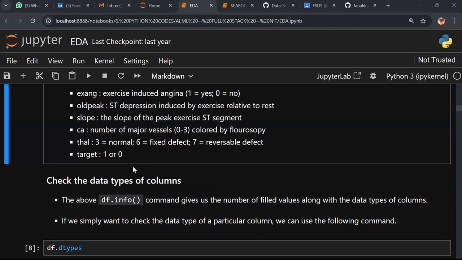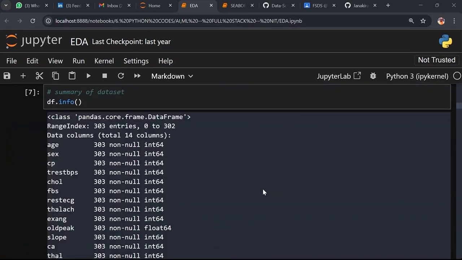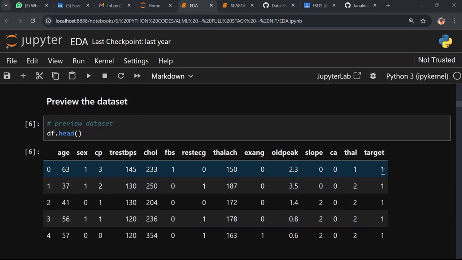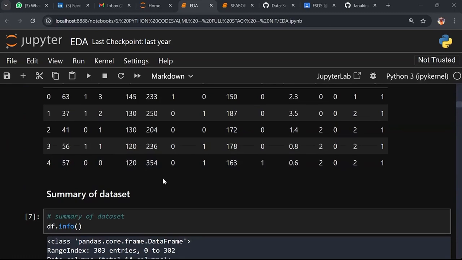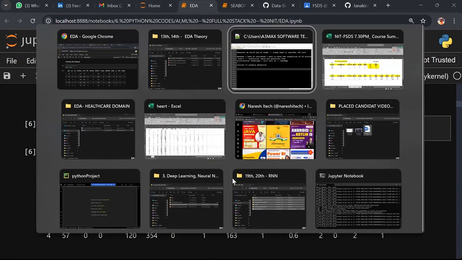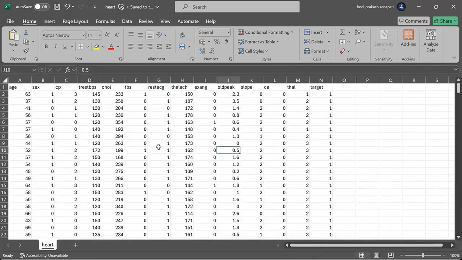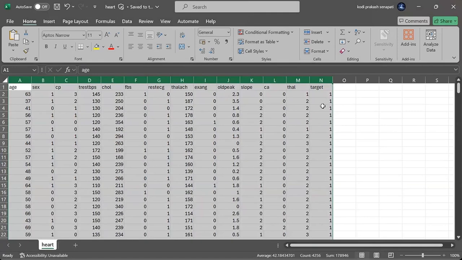Target is 1 or 0. What is meant by 1? 1 means the patient has a heart attack. 0 means the patient does not have a heart attack. So can you tell me, guys, I want to ask you, in this data set, which is the dependent variable and which is the independent variable? Anybody?